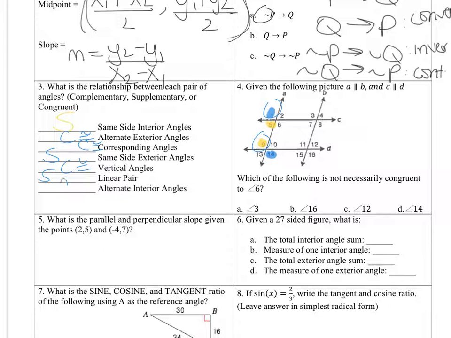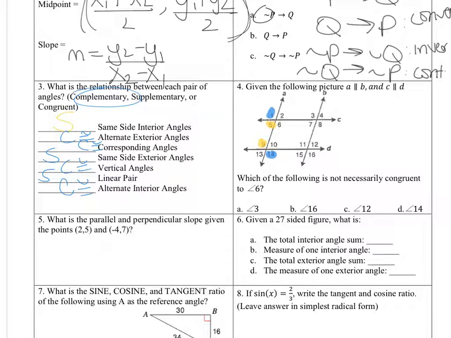They are also congruent. Notice I didn't use that word complementary. Complementary means that they add up to equal 90 degrees. There aren't any here that add up to 90 degrees other than complementary angles. All right, let's take a look at number 4.